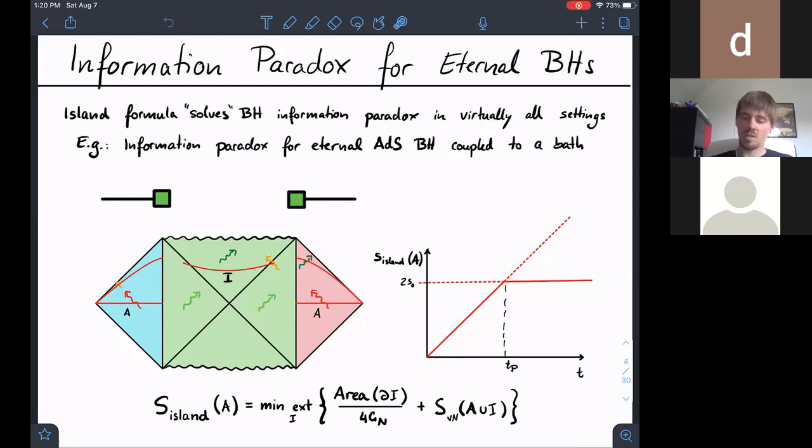So what we see is that initially the entropy rises, and then it saturates at a time which I will call the Page time for this process. And this curve here also is the upper bound for how big the entropy can actually become. And so we've evaded our information paradox.